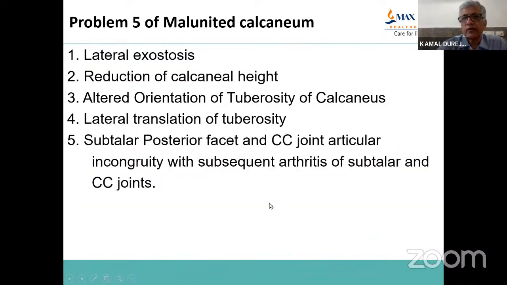And then most of the cases would have a subtalar posterior facet arthritis, but you also have to look at the calcaneocuboid joint, because the fracture lines which have displacement of the anterior facet of the calcaneum will also lead to calcaneocuboid joint arthritis due to the incongruity happening there.